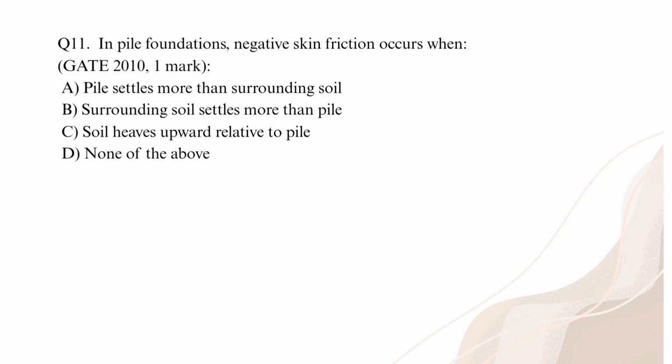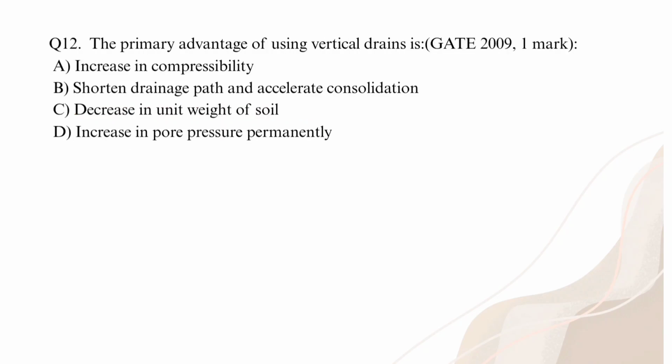In pile foundations, negative skin friction occurs when option A pile settles more than surrounding soil, option B surrounding soil settles more than pile, option C soil heaves upward relative to pile, option D none of the above. And the correct answer is option B, that is surrounding soil settles more than the pile. Because if soil settles down along the pile, it drags the pile downward, producing negative shaft resistance, that is skin friction acting downward. So this increases the load on the pile and is called negative skin friction. So option B is correct: when the surrounding soil settles more than the pile, negative skin friction occurs. The next is question number 12.